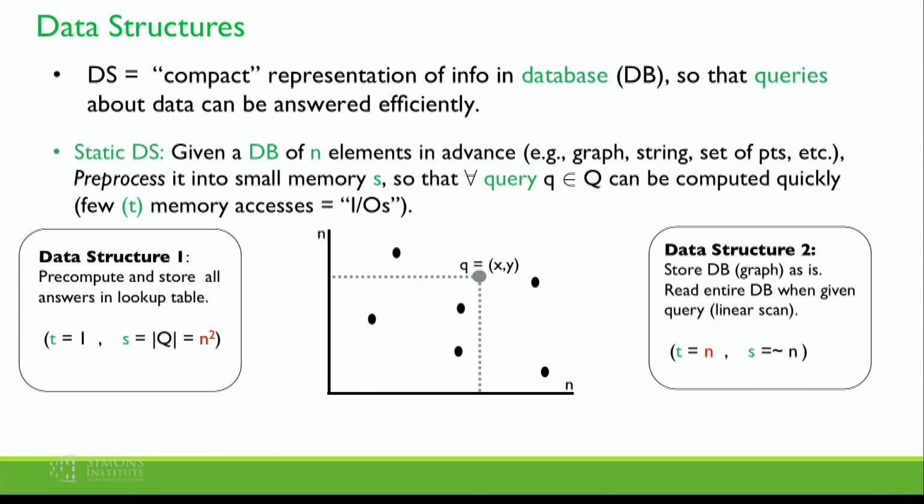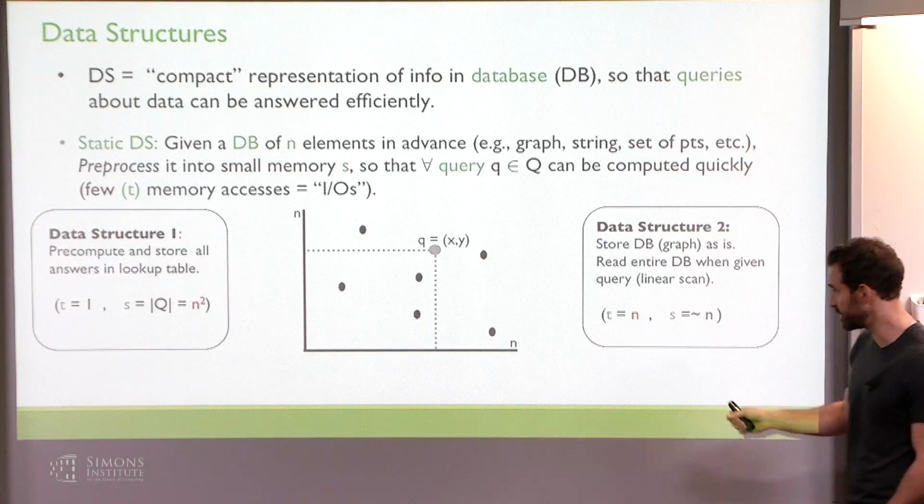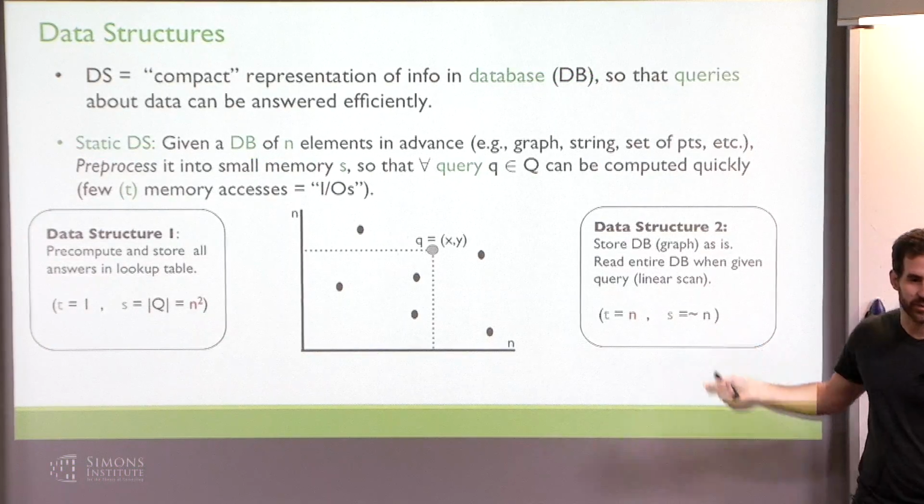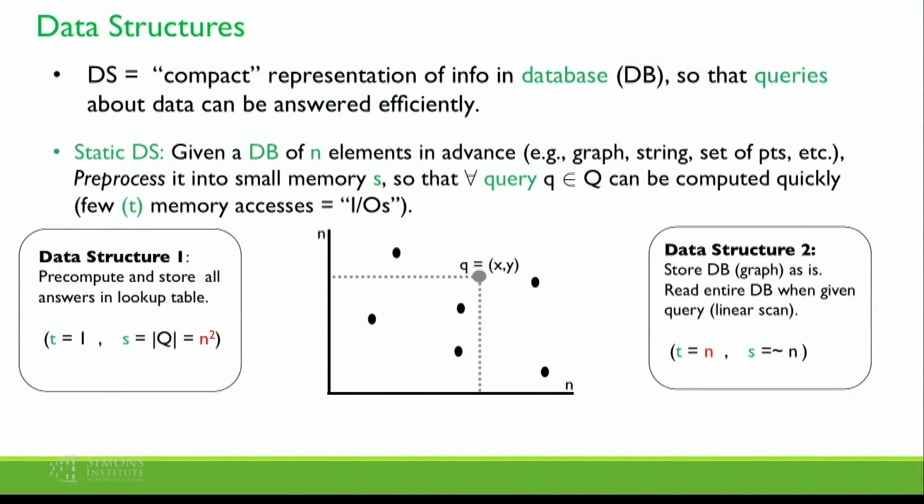The other solution is to do the opposite. No clever preprocessing. You just store the database raw. No clever encoding, nothing. And of course, the space is optimal, right? For any non-degenerate data structure problem, you have to store at least the input data. Otherwise, all bets are off, right? Unfortunately, though, because you didn't do anything clever in preprocessing, there's nothing better you can do than a linear scan, so the query time will be linear. Does that make sense?